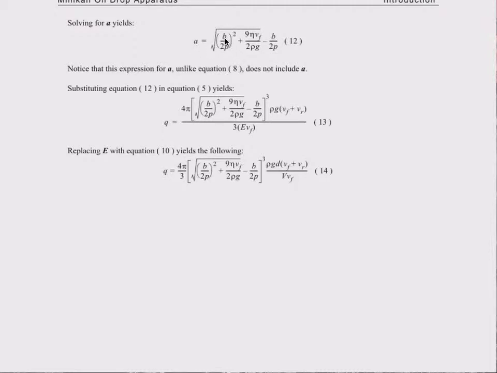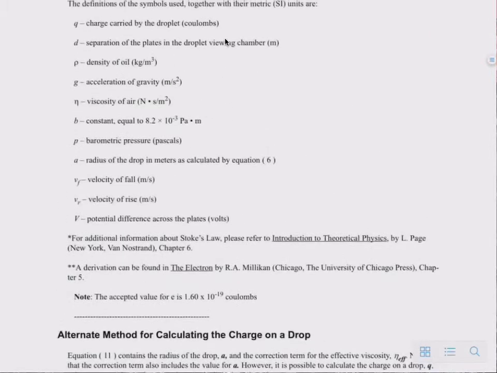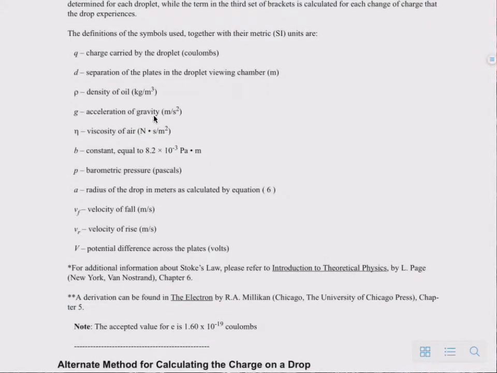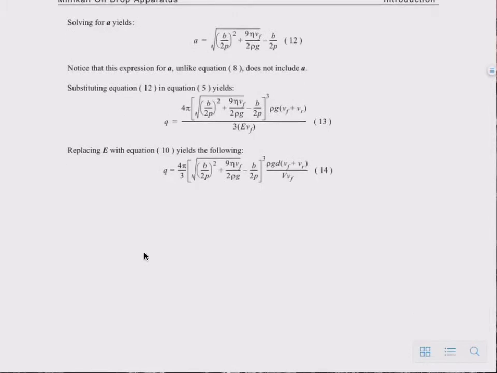B is some constant. If I pull down here, you'll see that this constant is defined here. They give us the information, and it's pascals times a meter. We've talked about pressure. So it's 8.2 times 10 to the negative third pascals times a meter. And you have viscosity, gravity, density of oil, separation distance of the oil droplet or the plates in the oil droplet viewing chamber, the charge carried by the droplet in coulombs, the fall velocity, the rise velocity, the potential difference across the plates.